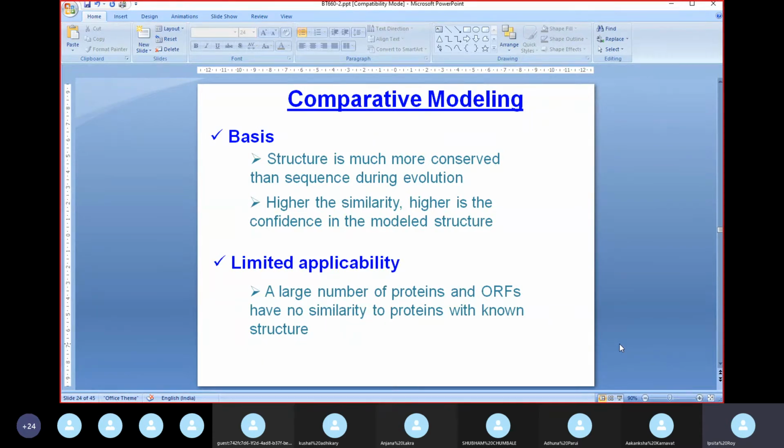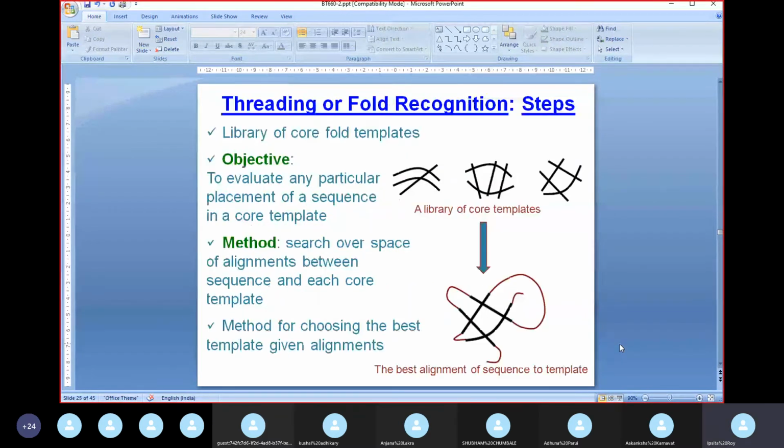This will not work for proteins which have no similarity to proteins with known structures. So what it basically means is that if you are not able to find a template in your database with the similarity score that you're looking for, then you have to look for other methods of determining protein structure. If you are not able to pick up a good template, you cannot carry out comparative modeling. That is where other tools come in.